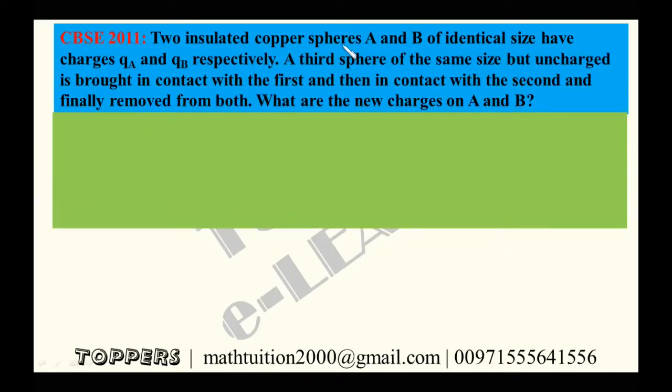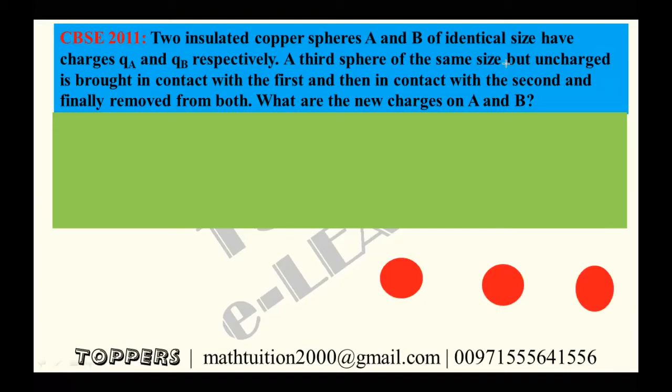A similar question in the same year, 2011, in the board exam. Two insulated copper spheres A and B of identical size have charges QA and QB respectively. A third sphere of the same size but uncharged is brought in contact with the first and then in contact with the second and finally removed from both. What are the new charges on A and B? Right? That is the question. Pause it and try. Once finished, come back.